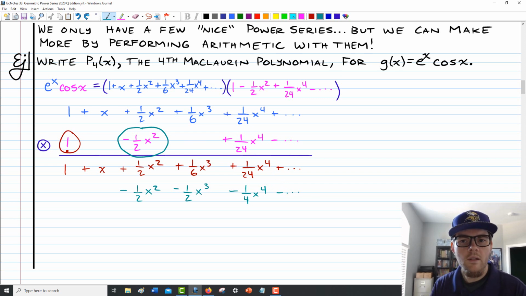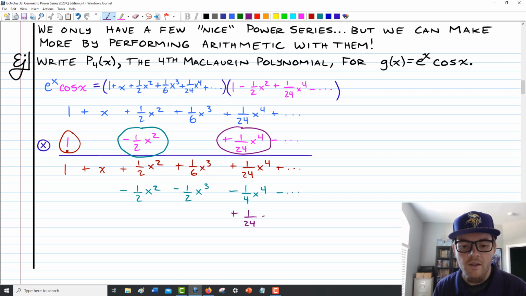Let's go do one more. Let's see, pick a good color here. Let's pick the plum color. So I'm going to use the plum one to deal with the 1/24 x to the fourth. So I'm looking at this last term that we see on that second line in pink. Now when I multiply 1/24 x to the fourth times 1, that gives me, of course, positive 1/24 x to the fourth. And from there, there'd be more terms. But keep in mind, all we want to do is get the 4th degree polynomial. So the truth is, we don't need to multiply anything else out.